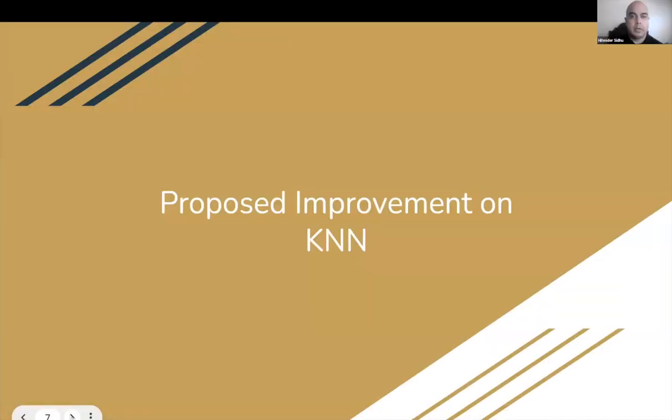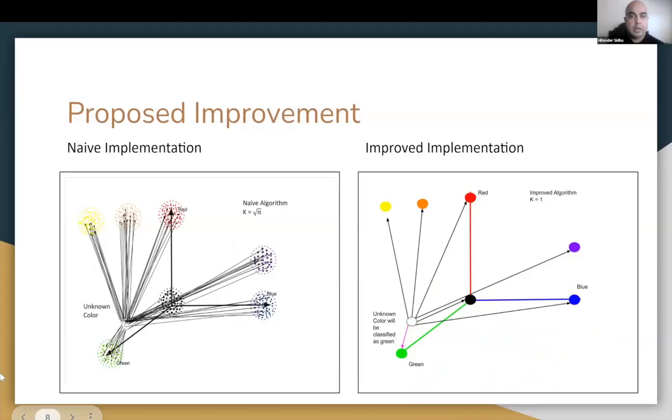All right, thank you, Drake. And now I'll be going over the proposed improvements on the KNN algorithm. As we saw, KNN is a powerful classification algorithm. For the purposes of our application, we will be using KNN to classify colors based on their RGB values.